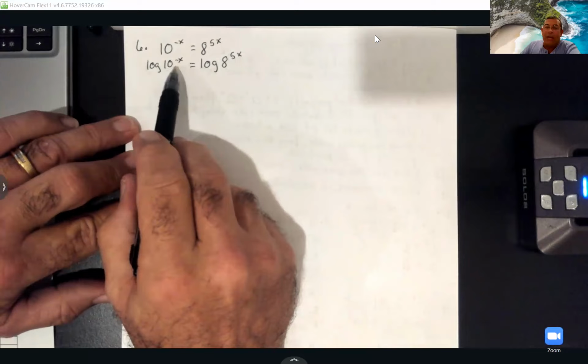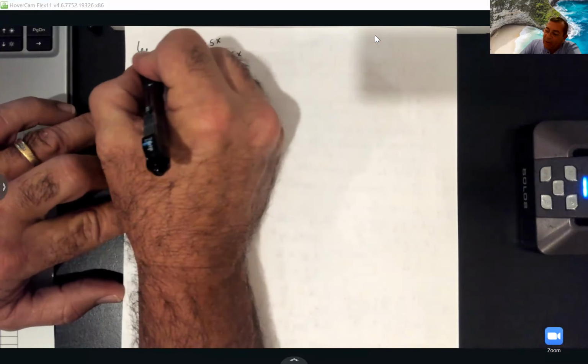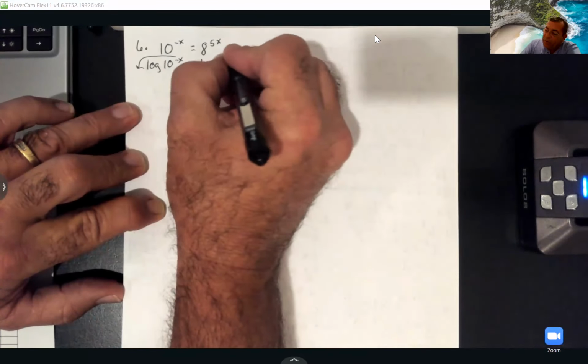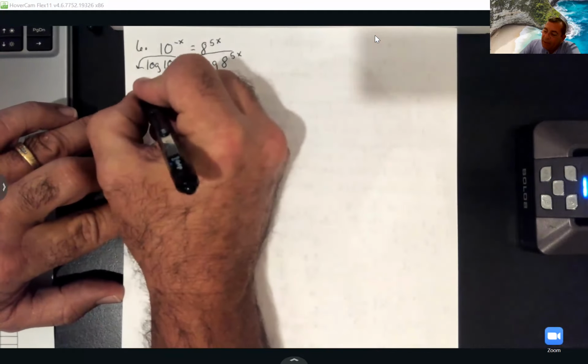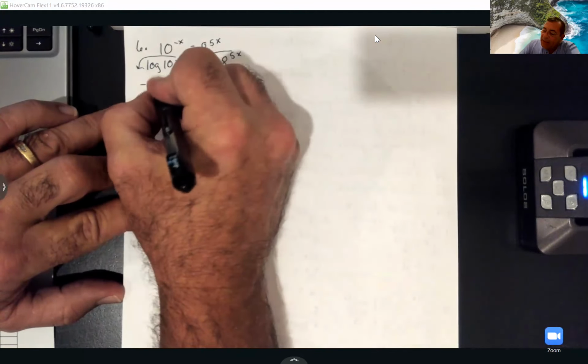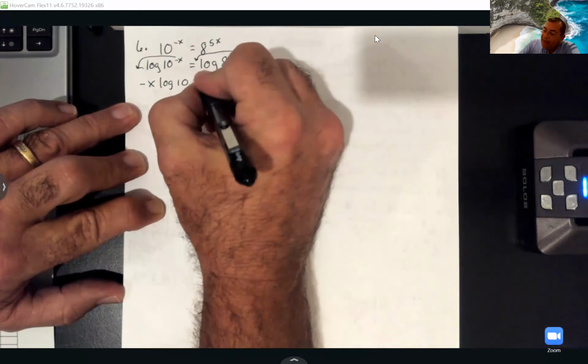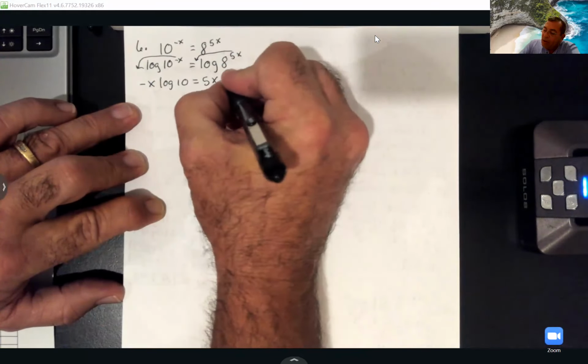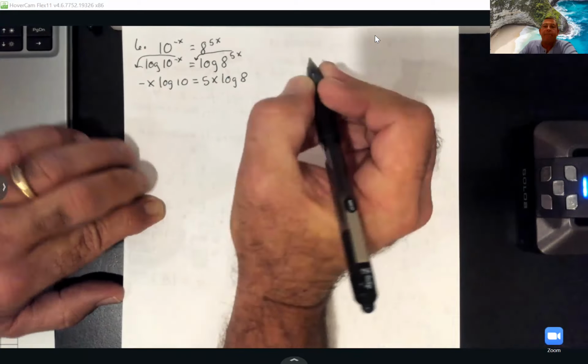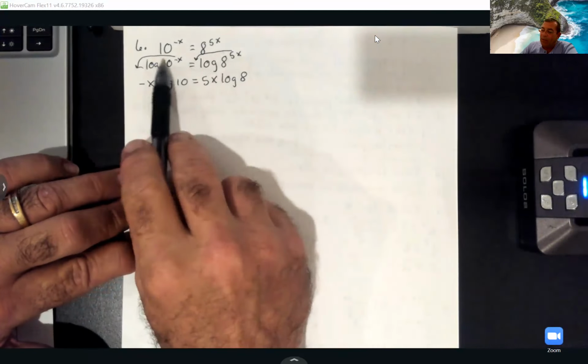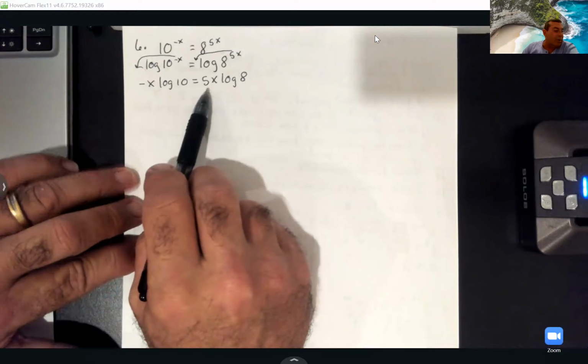All right. So now I did that so I can bring these exponents down to the front on both sides. So I get a negative x times log 10 equals 5x times log 8. All we did was take the logs so we could bring those exponents down.